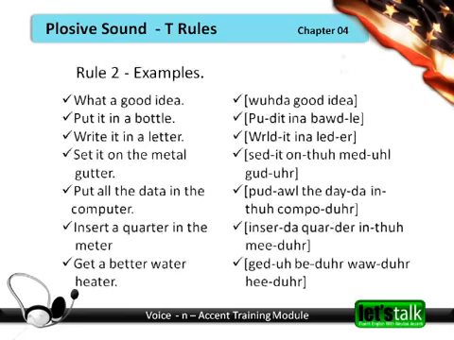Examples for T sound. Rule number 2: listen to the sentences carefully and focus on the soft D sound. What a good idea! Put it in a bottle. Write it in a letter. Set it on the metal gutter. Put all the data in the computer. Insert a quarter in the meter. Get a better water heater.